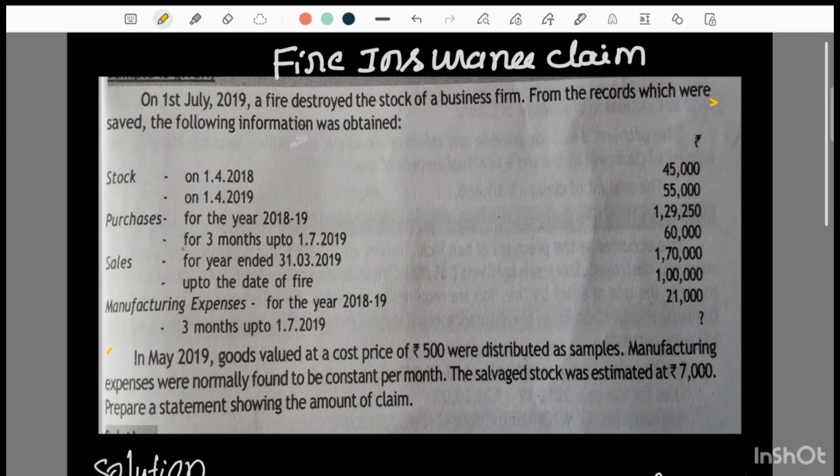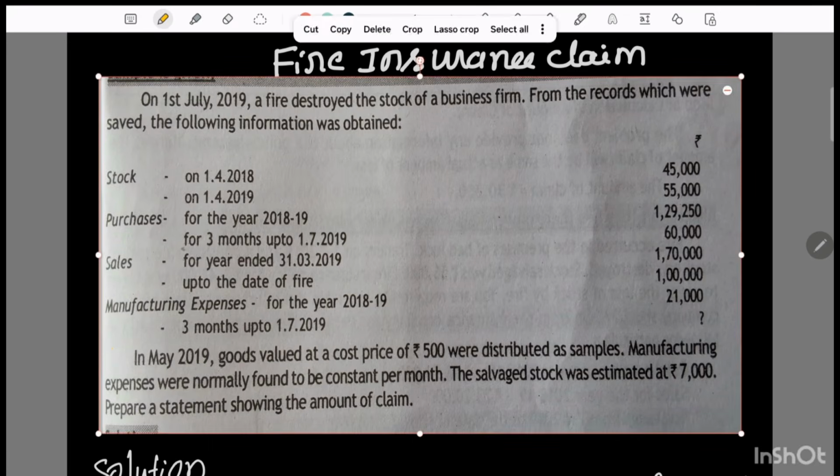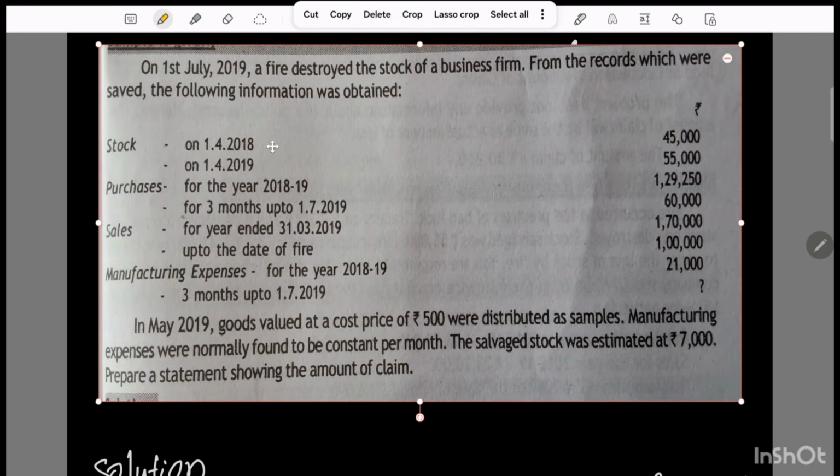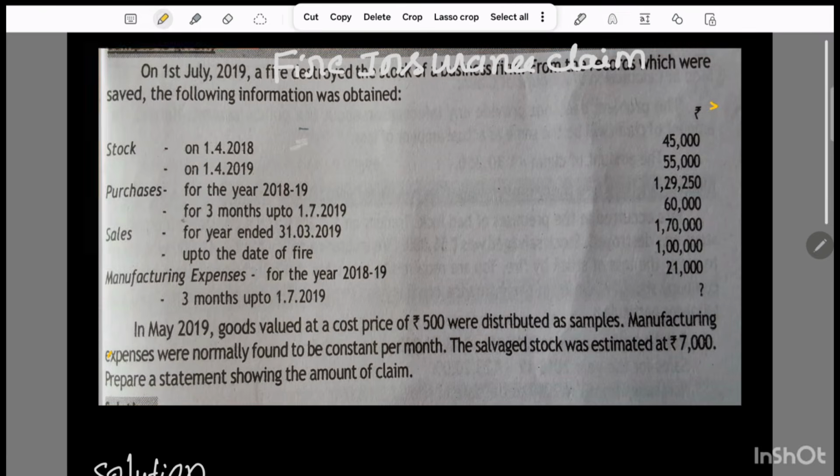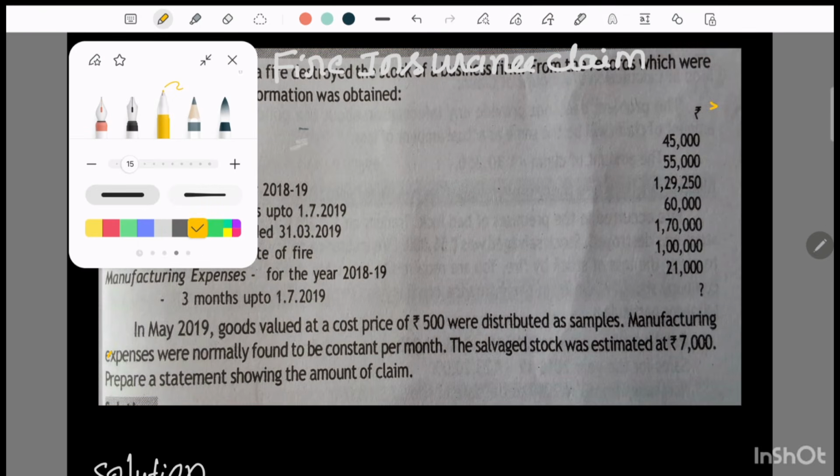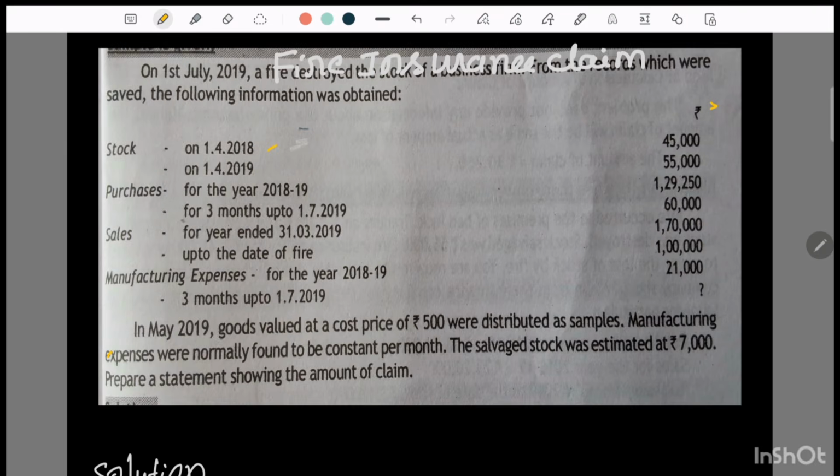This is the problem, look at here. On 1st July 2019, the fire destroyed the stock of the business, and from the saved information we have this. This information is related to 2018 and 19. That means we have the information of the previous year and also the information of the current year. The current year information is 2019, the previous year information is 2018. The previous year information is given to find the gross profit from the previous year trading account, and the current year information is available to find the closing stock.